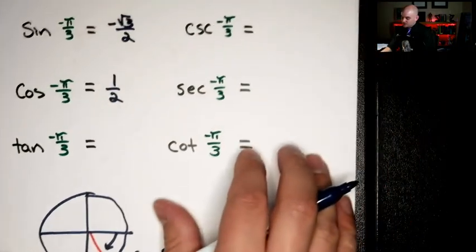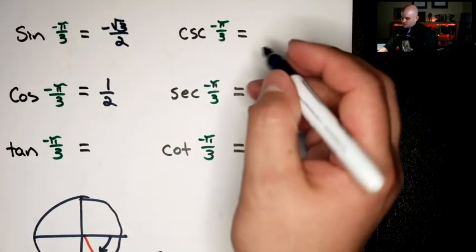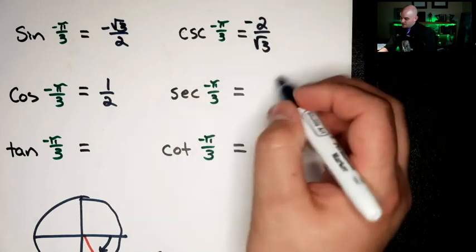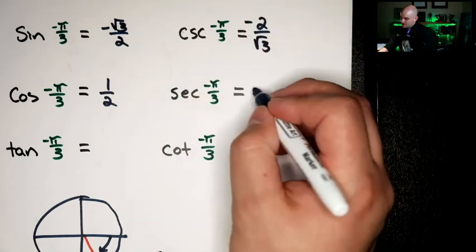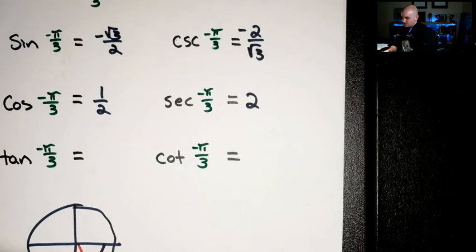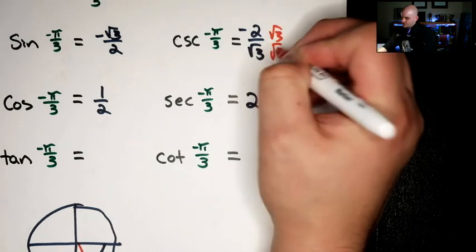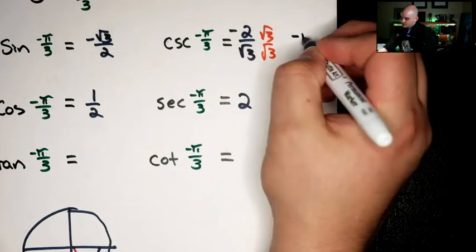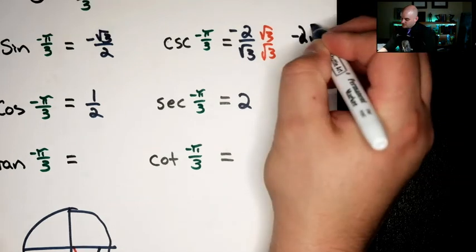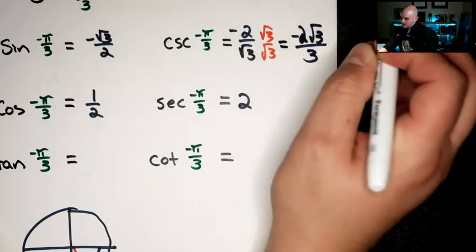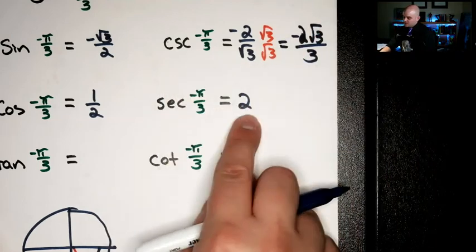Let's go ahead and flip these just to get them out of the way. We've got 2 over root 3 and it's negative, and then we've got just 2 right there. Let's rationalize that denominator. So I'm going to multiply by root 3 over root 3, and I get negative 2 times the square root of 3 over 3. That's my value there for cosecant. For secant, I get 2.